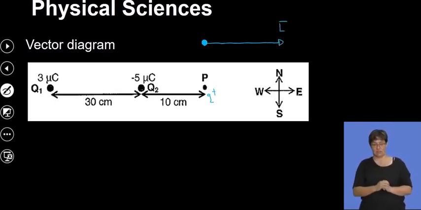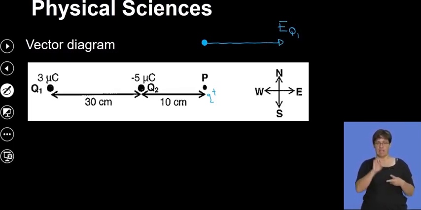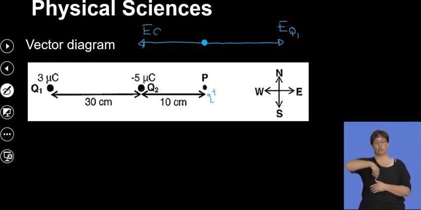So this is our E due to Q1, right? That's the first part of the vector diagram, okay? And then E due to Q2. Q2 is negative, while the unit positive charge is positive, as the name suggests. So in which direction will it experience a force? It will experience a force westwards. So this is E due to Q2.